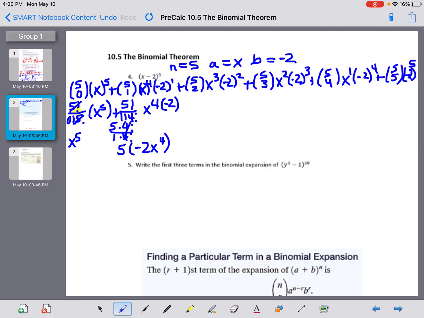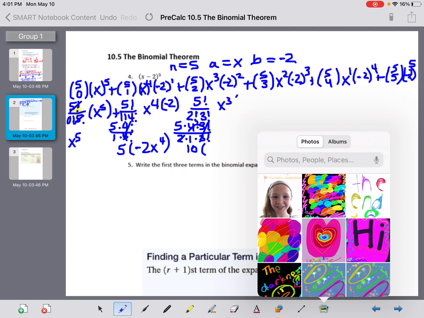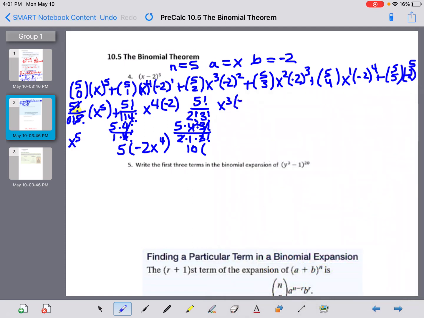Okay, third term here. I have 5 factorial over 2 factorial. 5 minus 2 is 3 factorial. All right, that's 5 times 4 times 3 factorial over 2 times 1 times 3 factorial. The 3 factorials cancel. The 2 and the 4 reduce to 2. 5 times 2 is 10 times x to the 3rd, and negative 2 squared is 4. So that's going to be times 4x cubed.